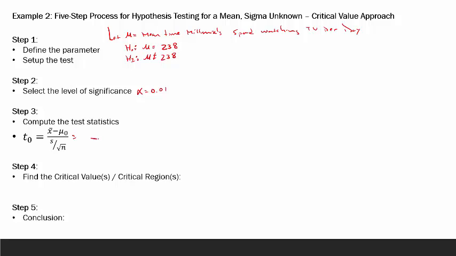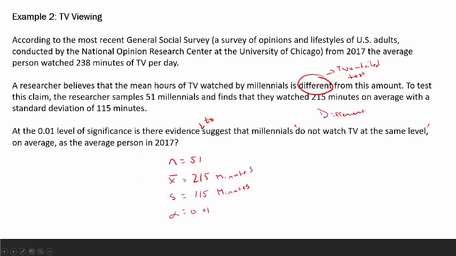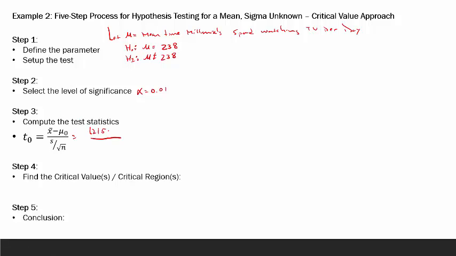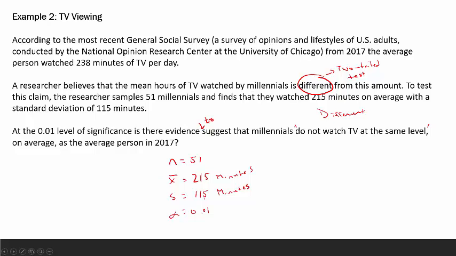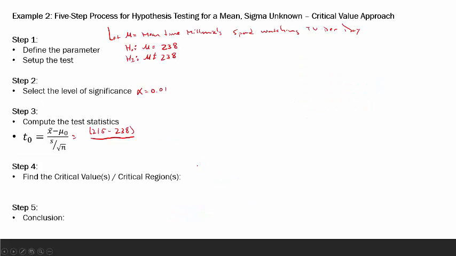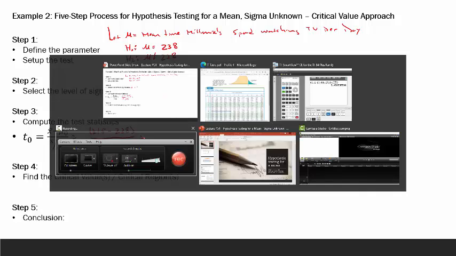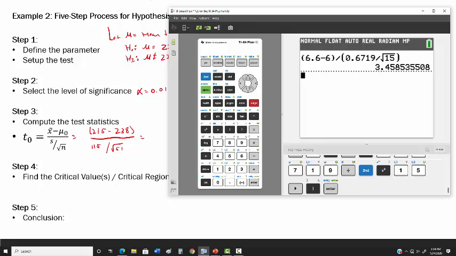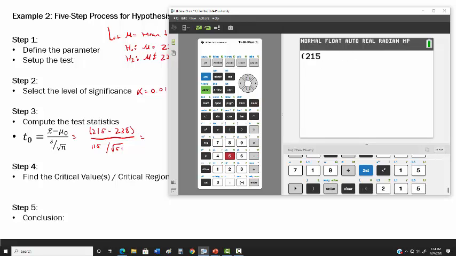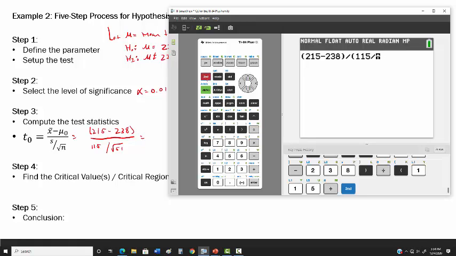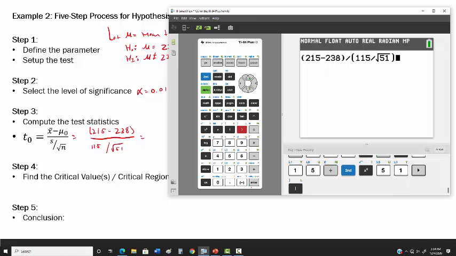All right, let's compute the test statistic now. So it's X bar, the 215 minutes, minus mu naught, which is 238, because that's what we're testing to see that it's different from. The standard deviation was 115, and the sample size was 51. All right, so again, grab your calculator. So it's 215 minus 238 divided by 115 divided by the square root of 51. And our test statistic comes up to be negative 1.428.